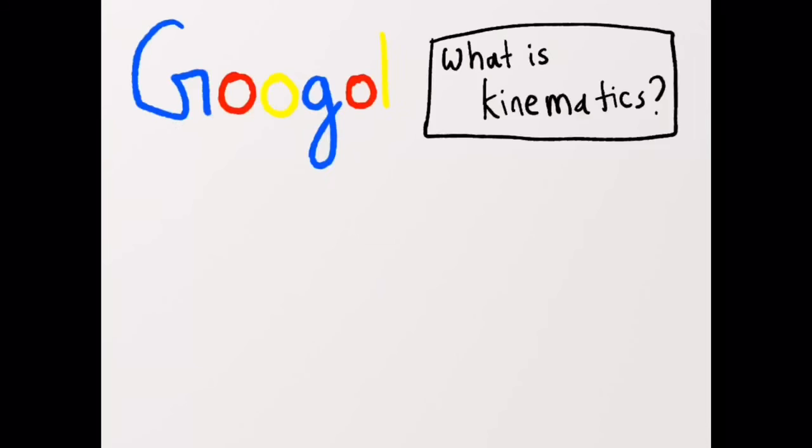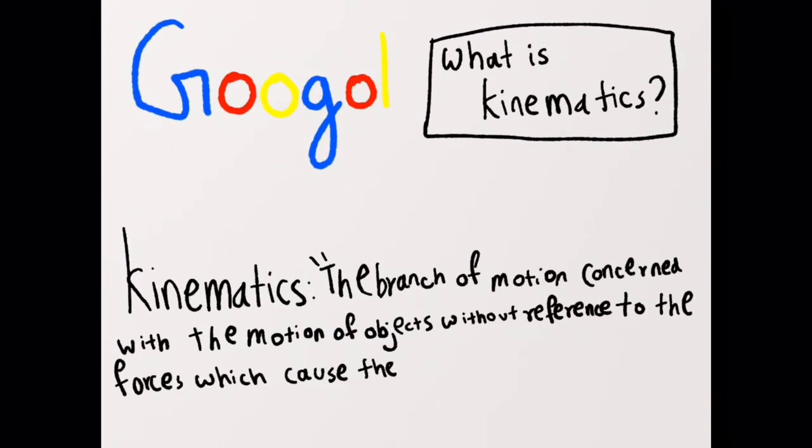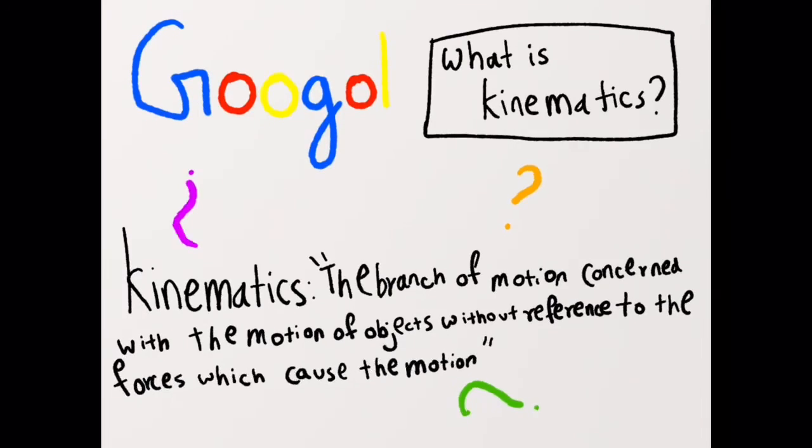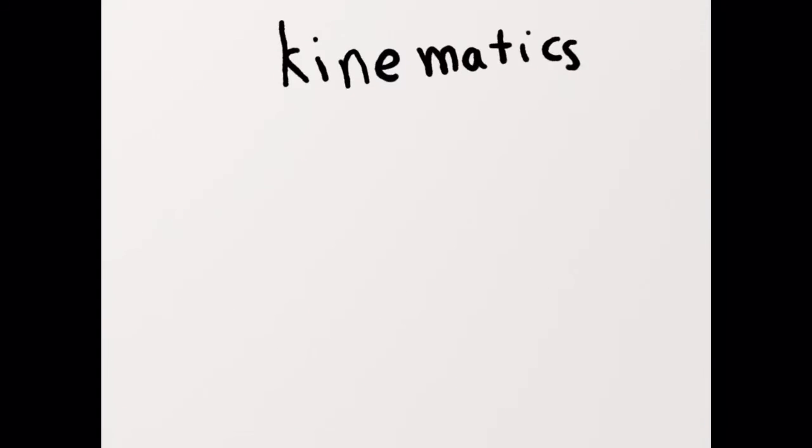Kinematics. Google defines kinematics as the branch of motion concerned with the motion of objects without reference to the forces which cause the motion. Not exactly a very helpful definition for a newcomer to physics. So, instead of trying to learn what kinematics is based on its definition alone, let's focus on understanding it first, then coming up with our own definition.